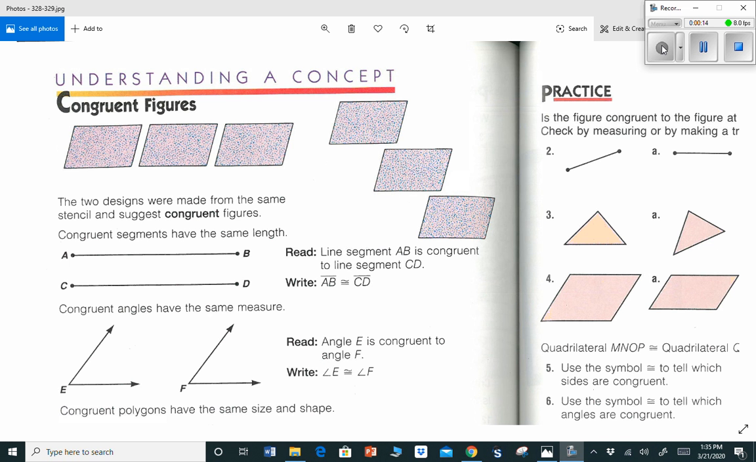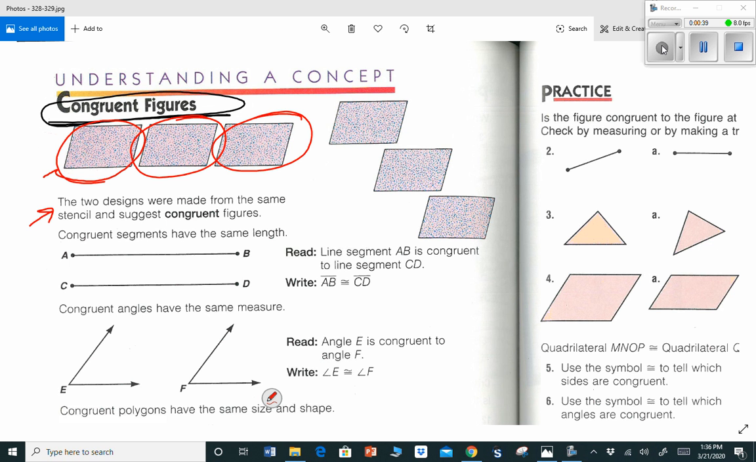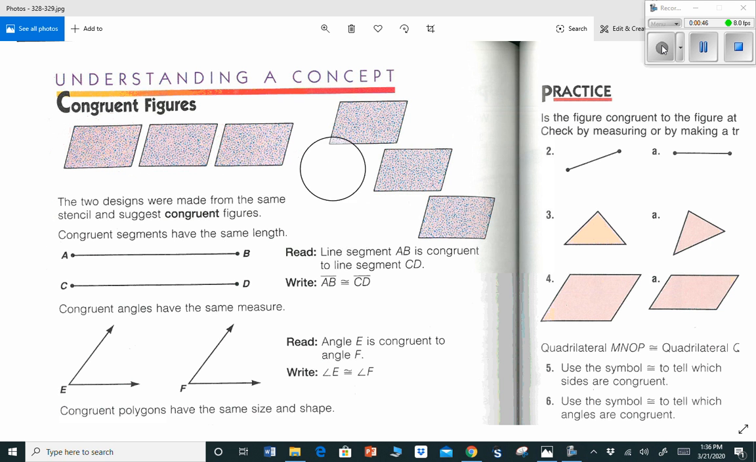So today we're going to do congruent figures. Here it is. Okay, and here's what we need to know. It says here the two designs were made from the same stencil and suggest congruent figures. I'd say it's three designs here. See how these things are identical, but they're just in a different place? That's all congruent means, guys. That's pretty much it, okay?